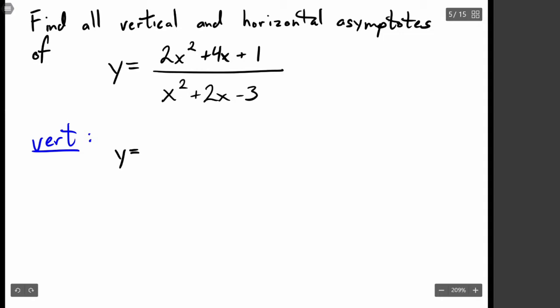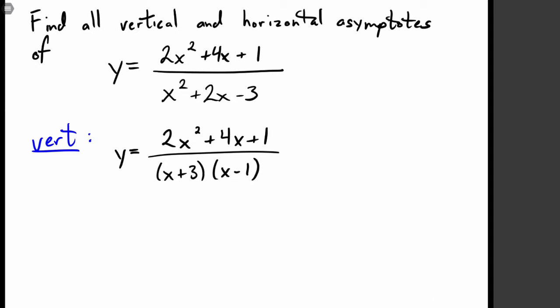Now, the top of this function won't factor. You can check it with the quadratic formula. You're going to get something under the radical that's not going to work out too nicely. So we're going to leave this up here as is. On the bottom, this does factor as x plus 3, x minus 1.